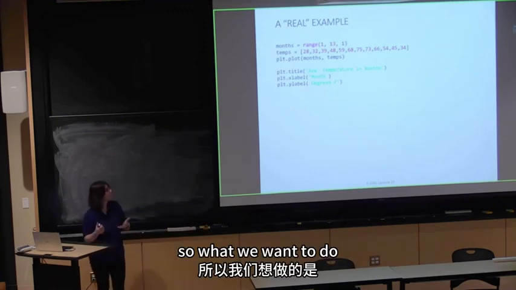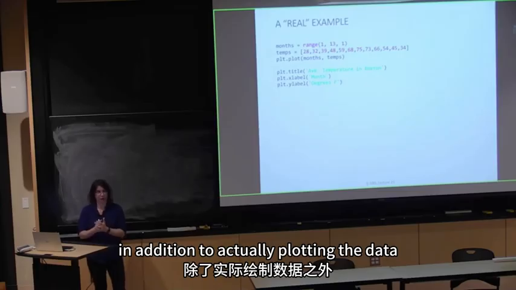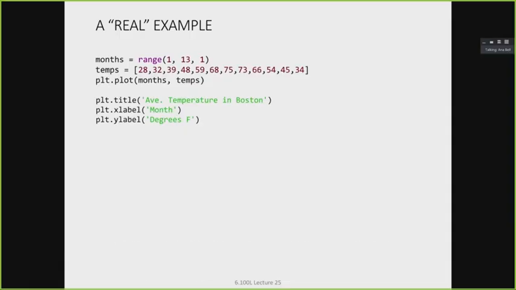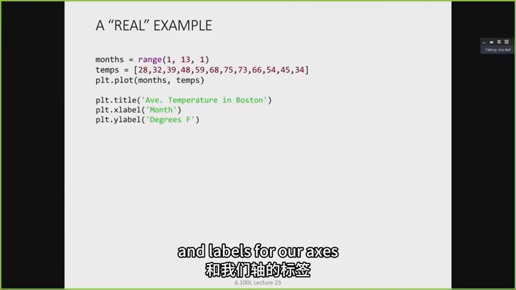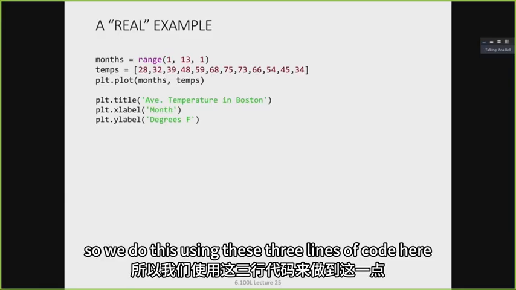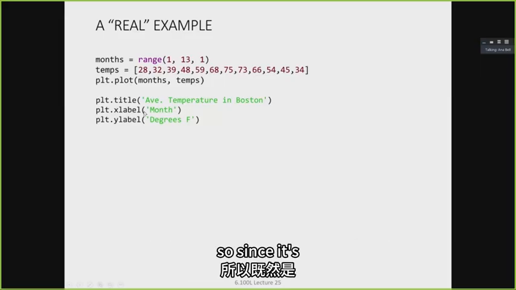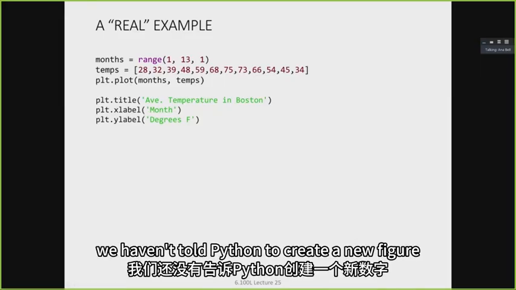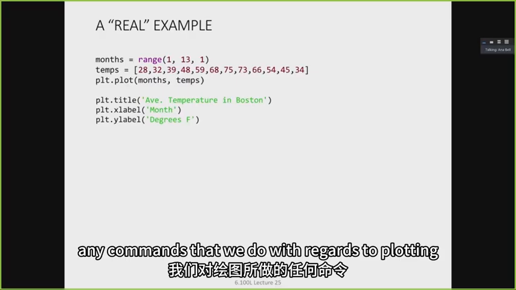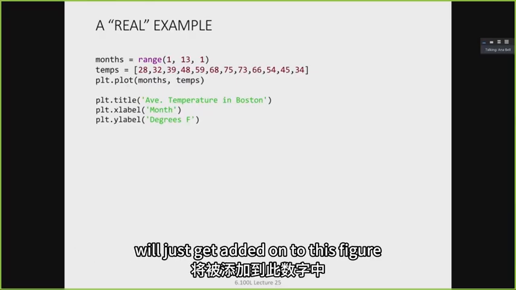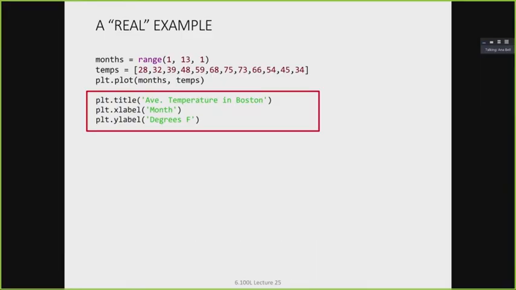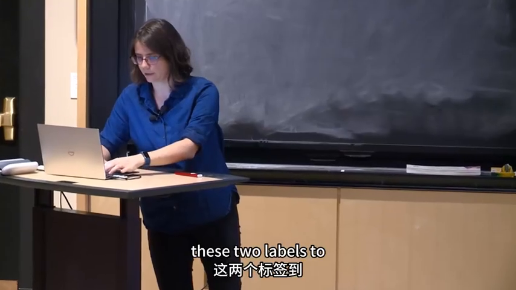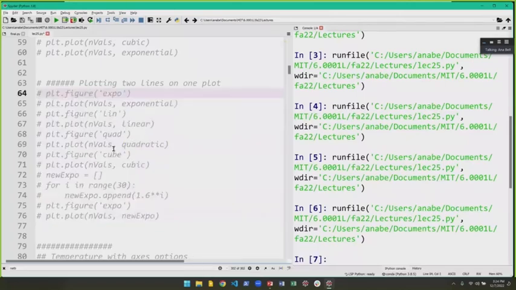So what we want to do, in addition to actually plotting the data, is to tell Python to add for us a title and labels for our axes. So we do this using these 3 lines of code here. Since we haven't told Python to create a new figure or anything like that, any commands that we do with regards to plotting will just get added on to this figure. So here I've got Python adding this title, these 2 labels to our axes.